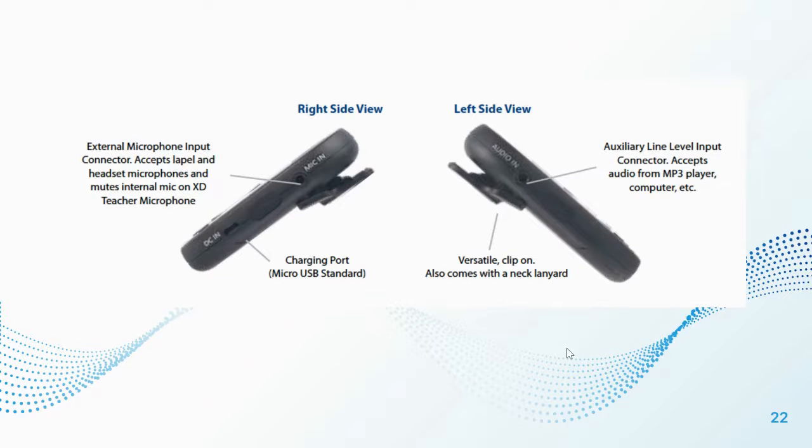There are also a couple of side views of our microphones. It shows you where to plug it in on the right side to charge it. And then on the left side view, you can see that there's a place for audio in. And this may be where you want to plug in some kind of audio device so that you have music running through your speaker system in your classroom. Maybe that is used during work time, or maybe as a trigger for transitions in your classroom.